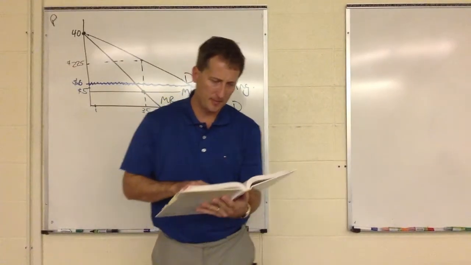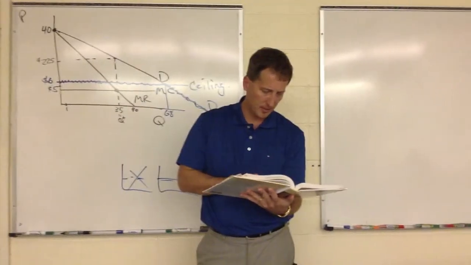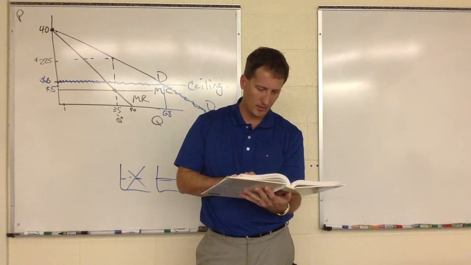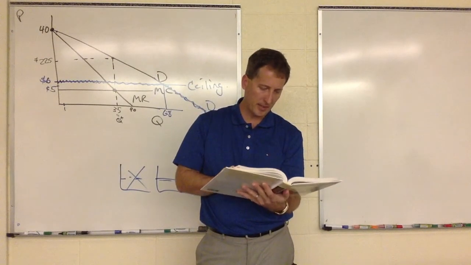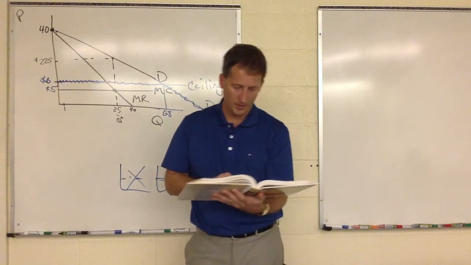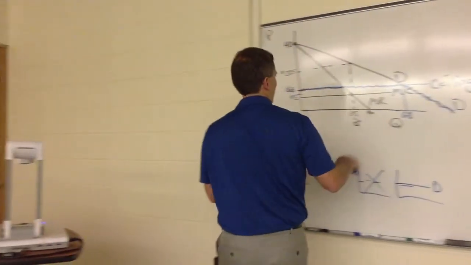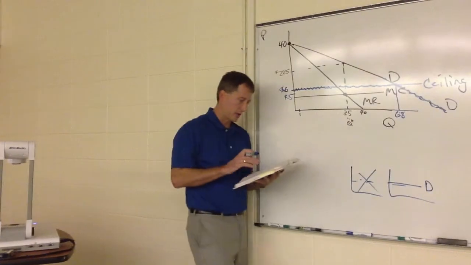Anything else with this problem? Some of the other parts, or is that the part that hung you up? How many units will the profit maximizing monopolist sell? So then we're back to marginal revenue equals marginal cost.